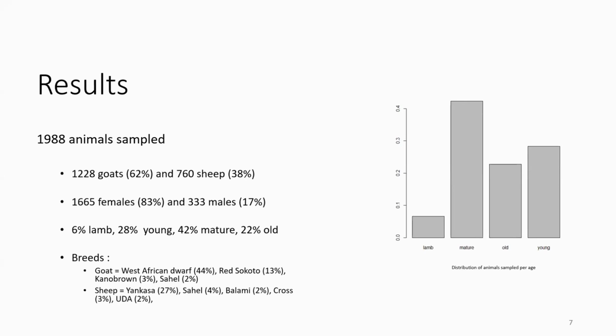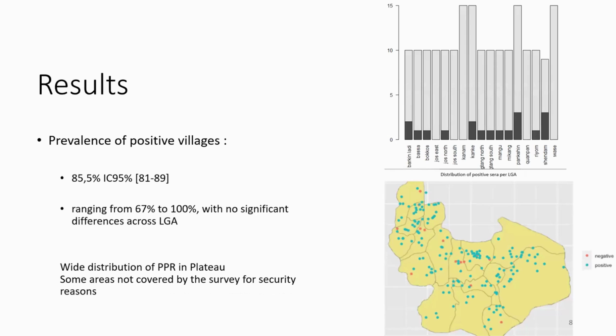So we also discovered that in Plateau State, the predominant species of goat was West African Dwarf with 44%, having a population almost twice or three times that of Red Sokoto and Kano Brown in the state. While for sheep, Yankasa was said to be the highest breed in Plateau State, with Balami and Uda being the least among the breeds that were discovered.